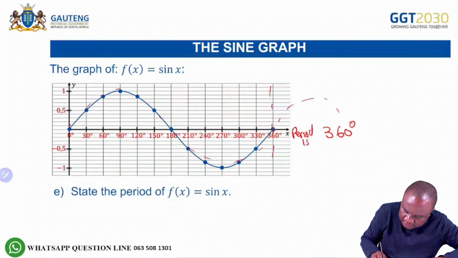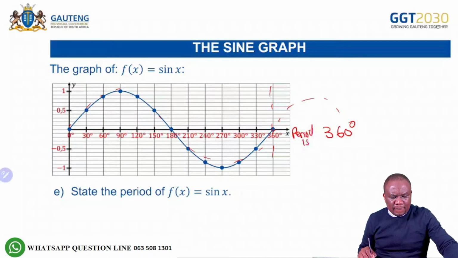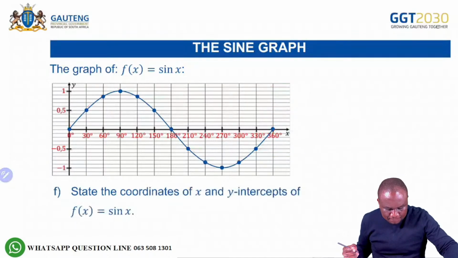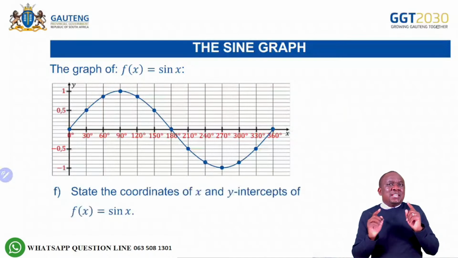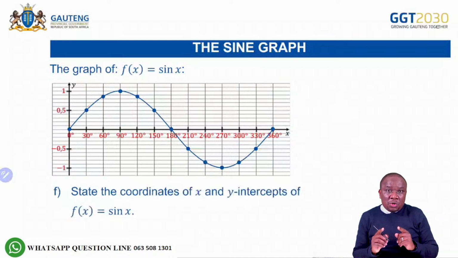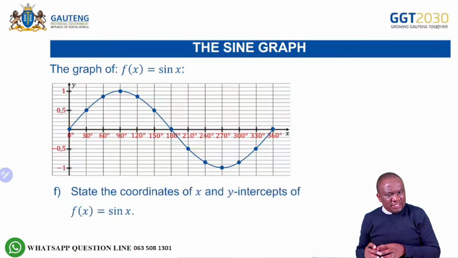Period is 360 degrees. Okay, right. Now, what we have: state the coordinates of the x and y intercepts of f of x. You see, that's what I mean by this. We have to know the coordinates of the x-intercepts and the y-intercepts.